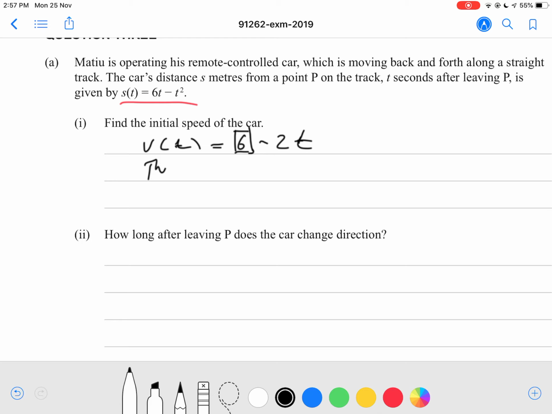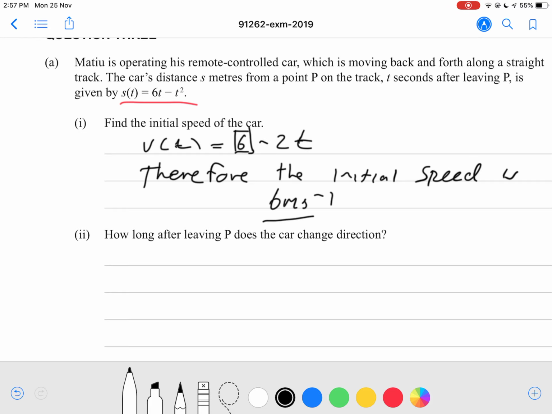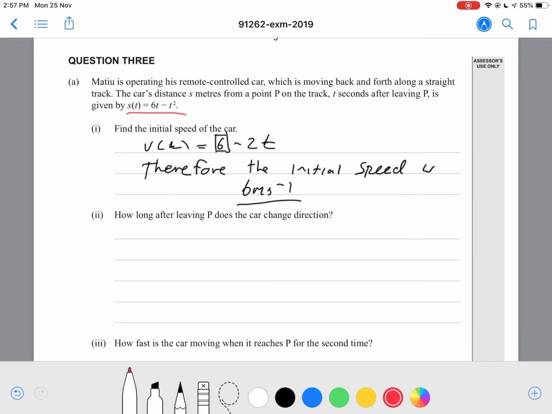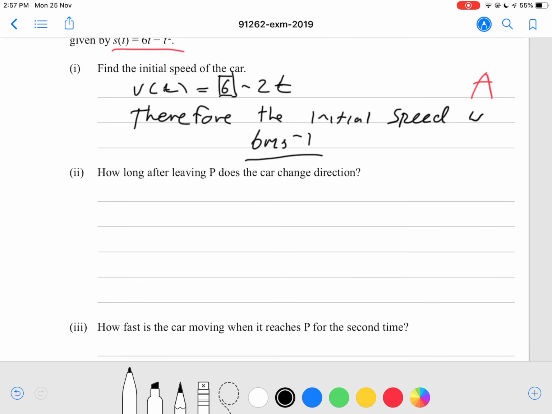So we can say, therefore, the initial speed is 6 meters per second. And this will definitely get you an achieve grade here. So achieve question: how long after leaving P does the car change direction?